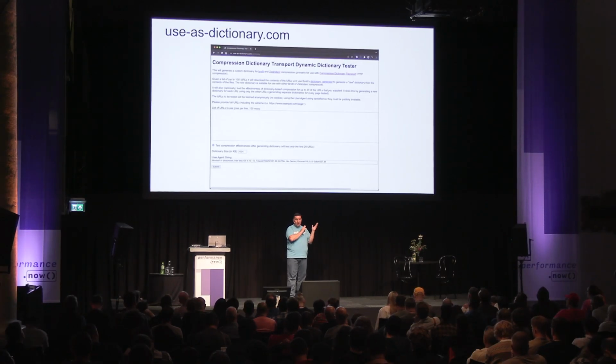It does that in a painfully obtuse way: for each URL that you specify, it generates a dictionary from all of the other URLs, excluding that one, tests to see how well it compresses, and then does that for every one of the resources. So it generates 100 dictionaries if you're testing 100 URLs, because it would be cheating if you had the contents of the URL that you were testing in the dictionary. So it is a fair test of how much your pages are likely to compress. You can also specify a user agent string.